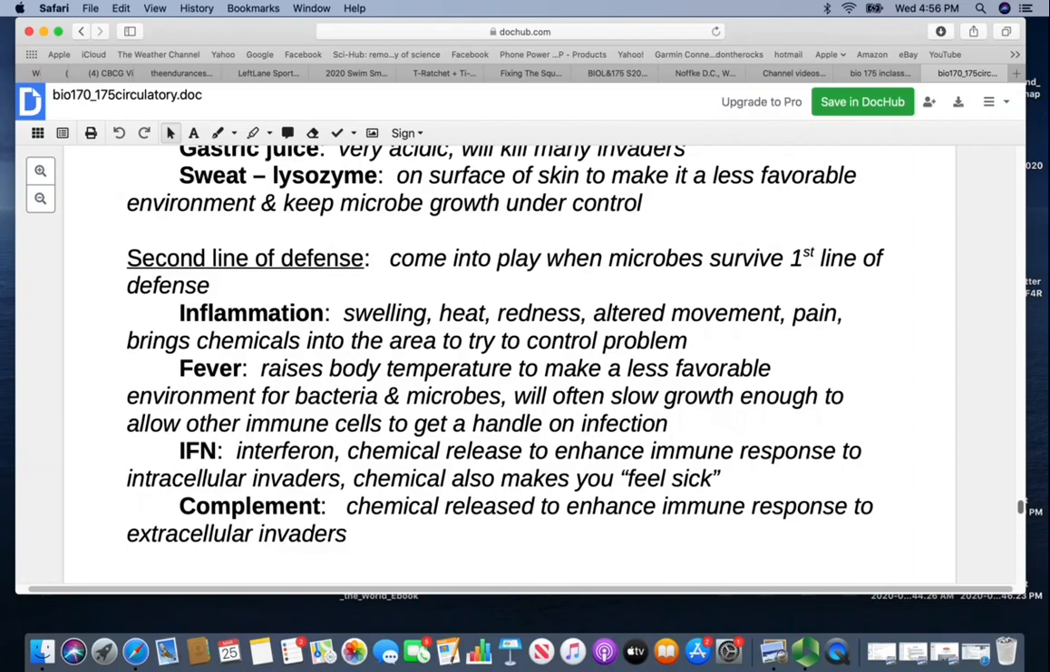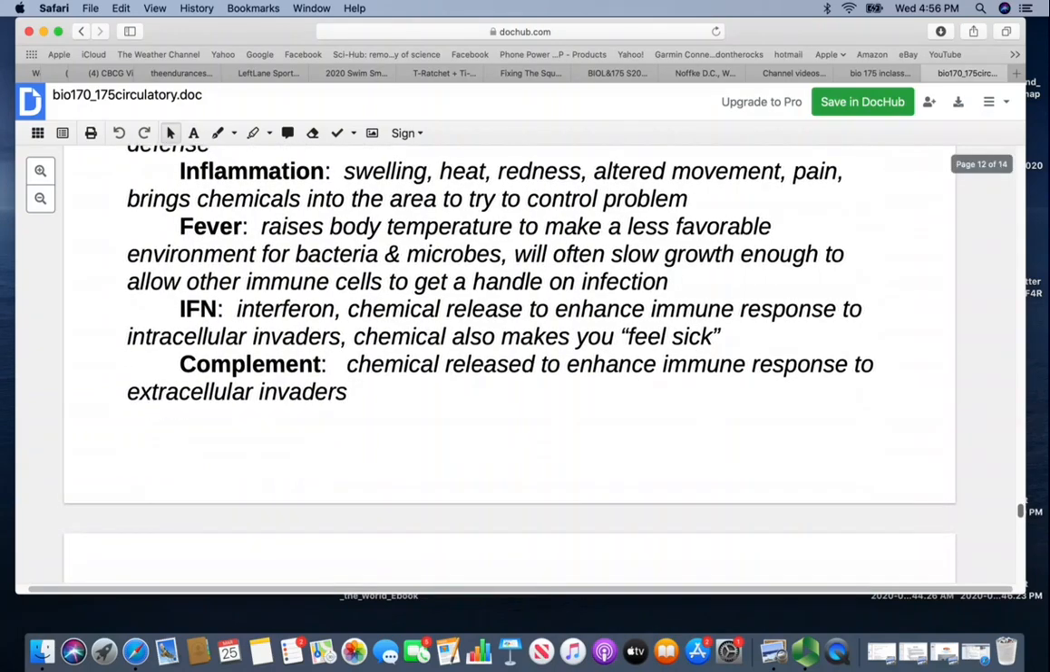Interferon, it's a chemical that will enhance the immune response for intracellular invaders that get inside the cells. But this chemical will also make you feel sick. So while no one really enjoys feeling sick, this can actually be a good indication that your body is working at eliminating the invader. Complement is a chemical released to enhance the immune response as well, but this is going to go after extracellular invaders, and it does not make you feel sick.